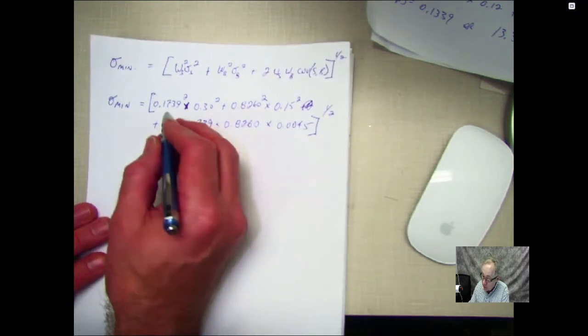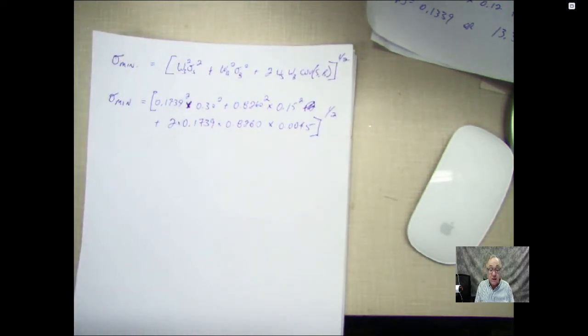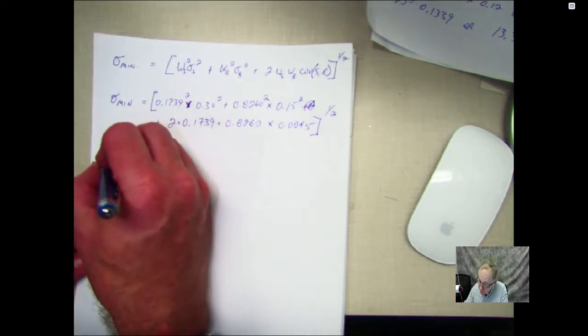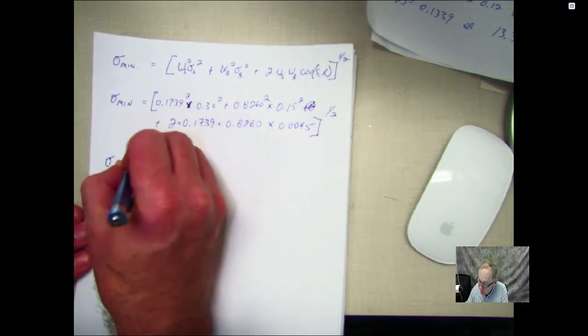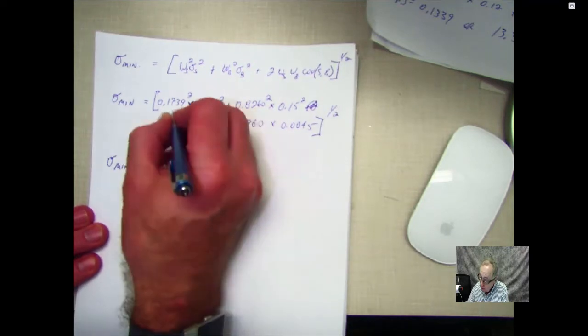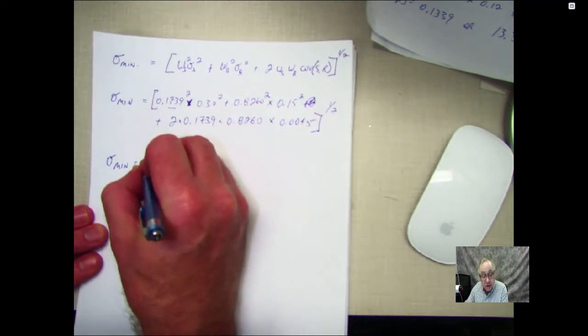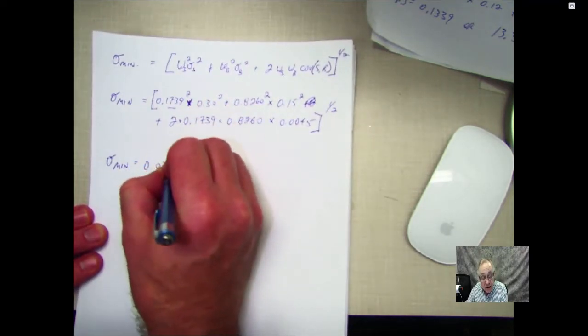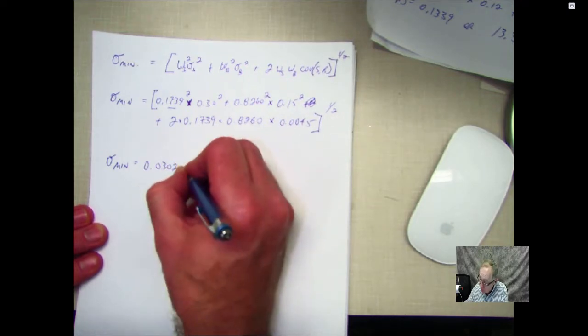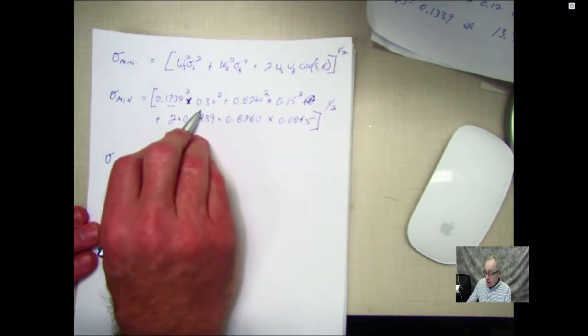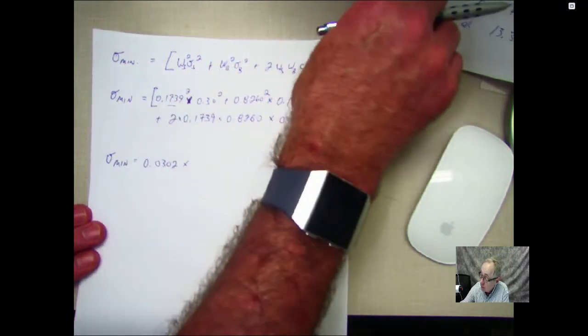This simplifies, I can show you with the calculator so easily. Or possibly I can. Our standard deviation minimum then is going to be 0.1739 squared, which is 0.0302 if we want, times standard deviation of bonds squared.